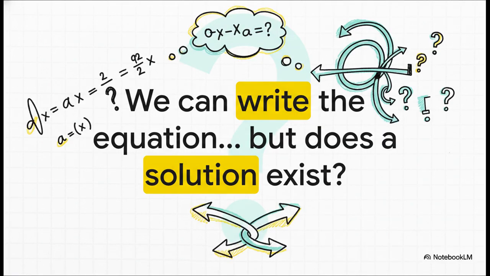So, we've uncovered this incredibly powerful language for describing change in the universe. It feels like we can write an equation for just about anything. But that leads to one last really deep question. Just because you can write down the equation, does that guarantee a solution even exists? And if it does, is there only one? Now that is something to chew on.